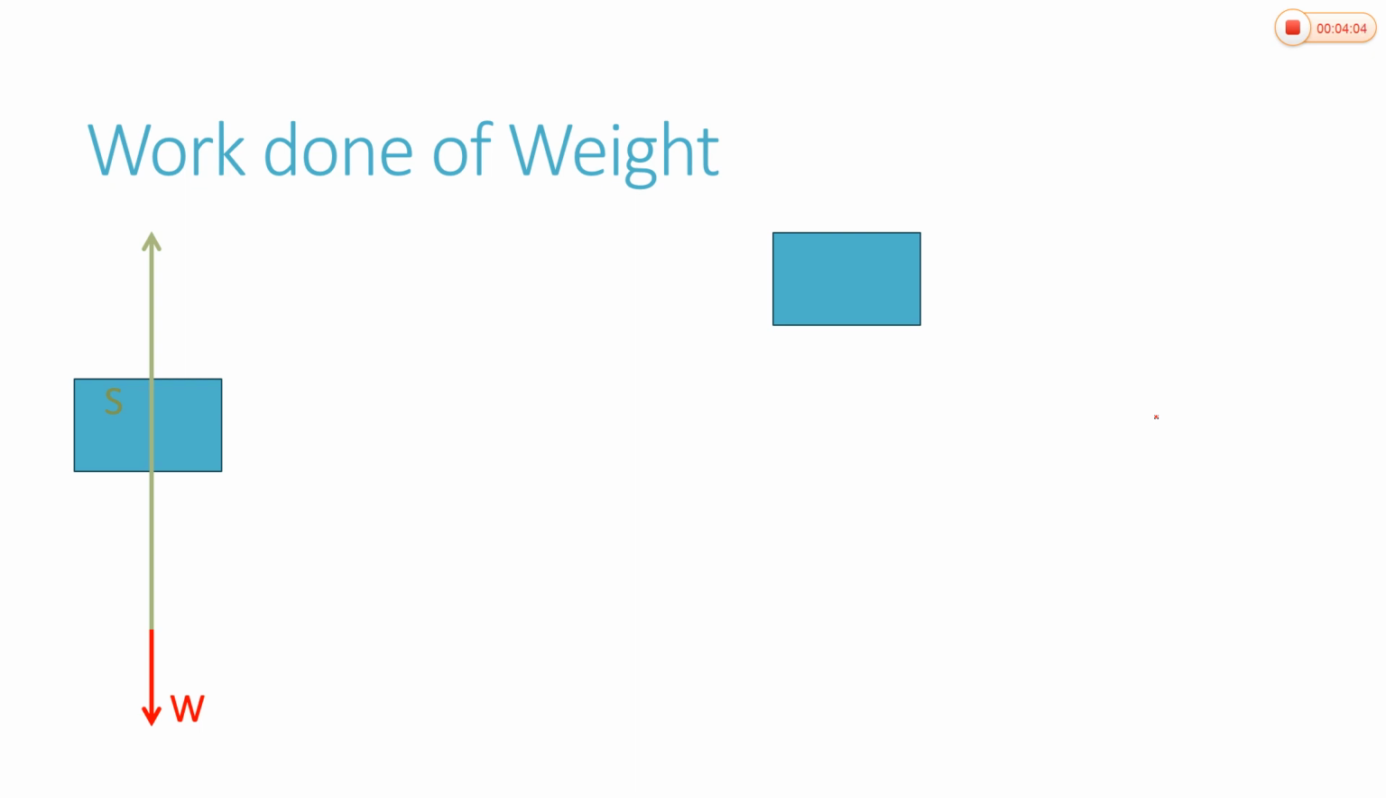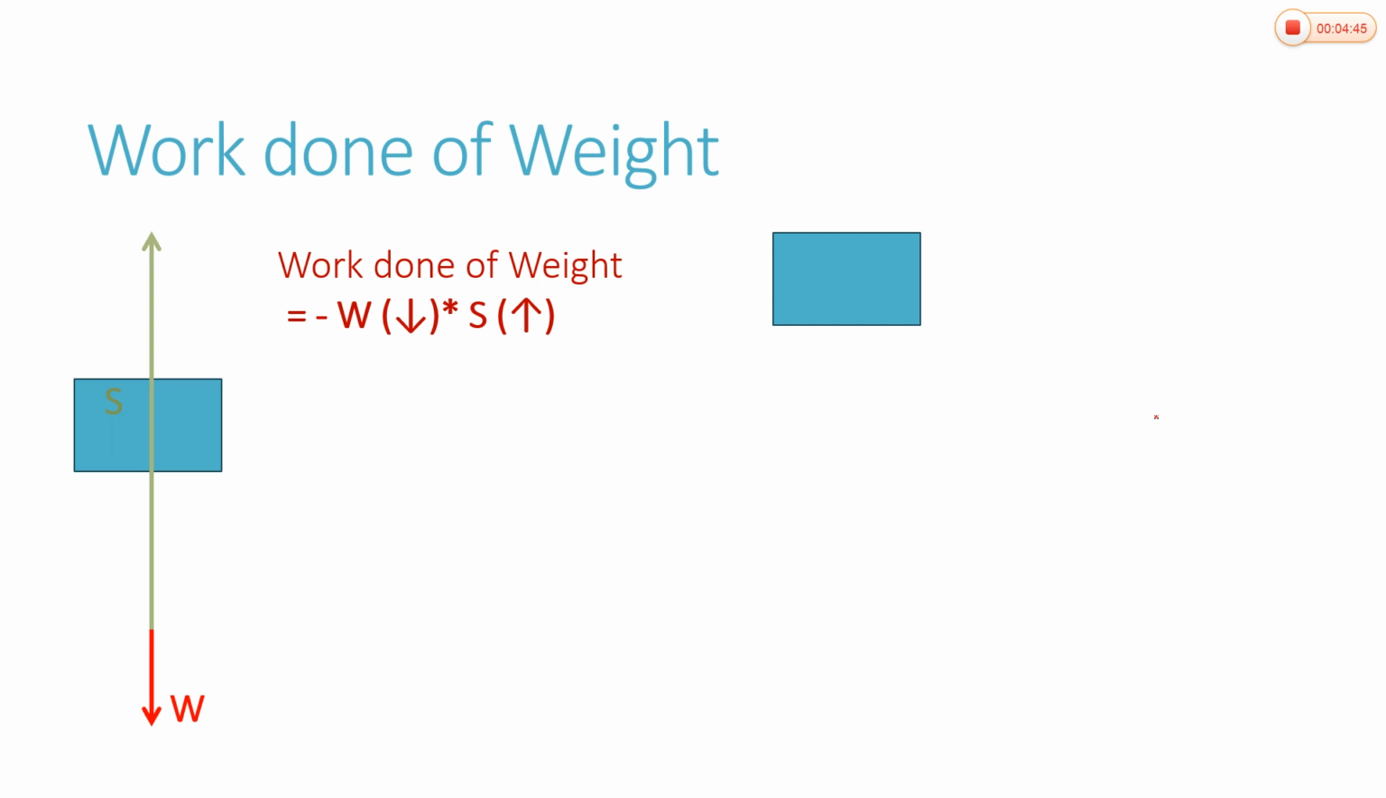So the direction of force is downward and the direction of displacement is upward, meaning force and displacement act opposite to each other, so the work done will definitely be negative. How do we calculate the work done for this? The work done of the weight is W into S, and as the angle between these two is 180 degrees, cosine 180 means negative. If the direction of force and displacement is the same, the work done is positive. We'll see the second case.